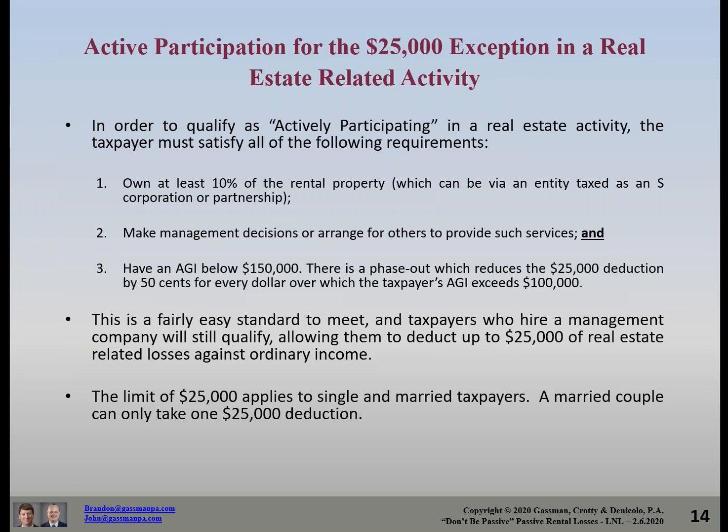Right. So in order to qualify as actively participating under that $25,000 standard, we just have some more provisions here. You have to own at least 10% of the rental property. You have to make management decisions, as we mentioned earlier, and then you have the AGI limitation, and you can see how it's reduced on this slide.